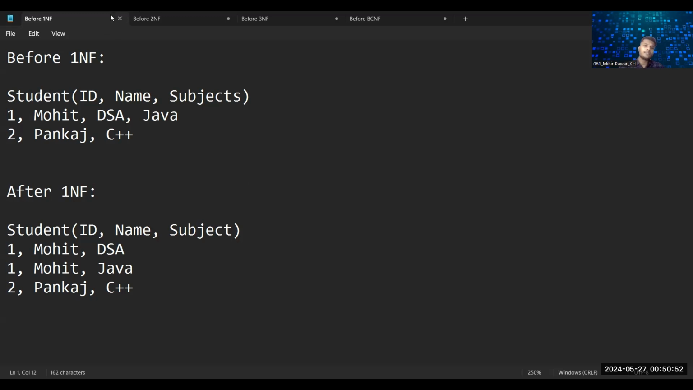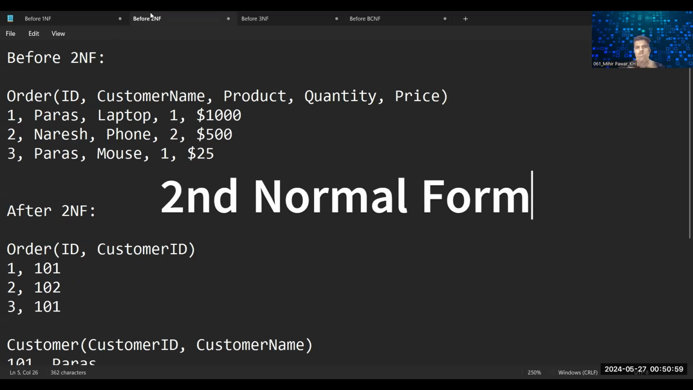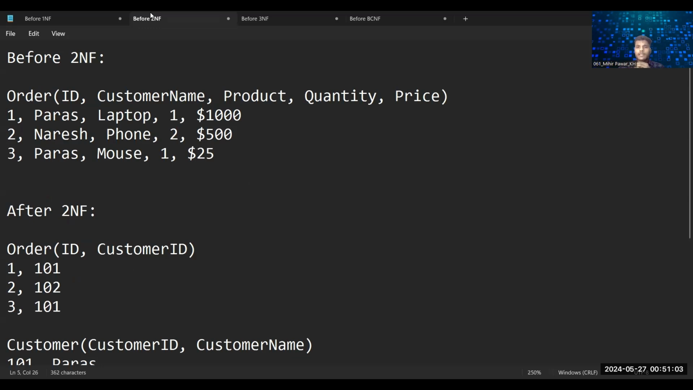Let's quickly go ahead to second normal form. It builds on our first normal form. Second normal form ensures that all non-key attributes are fully dependent on the primary key. What are non-key attributes? Non-key attributes are columns that are not part of the primary key. So all non-key attributes are fully dependent on the primary key. This means that each piece of data in a row should relate to the entire primary key.